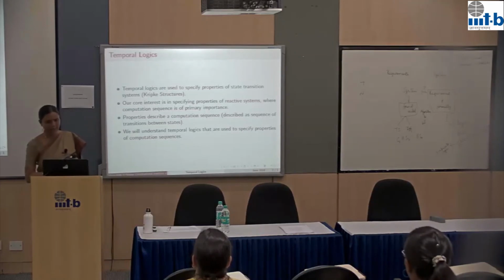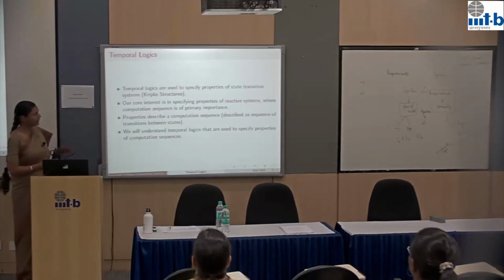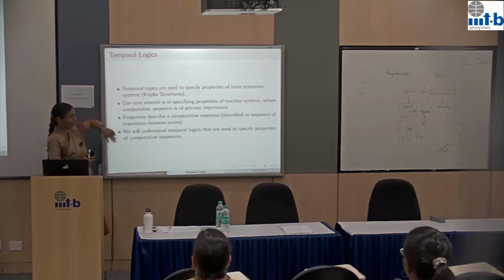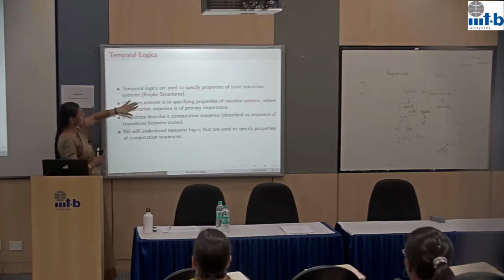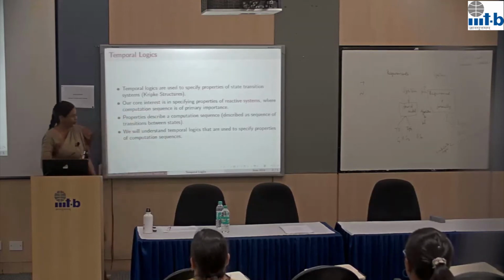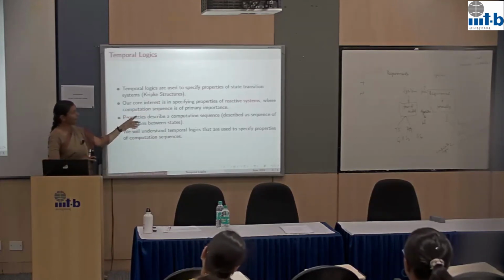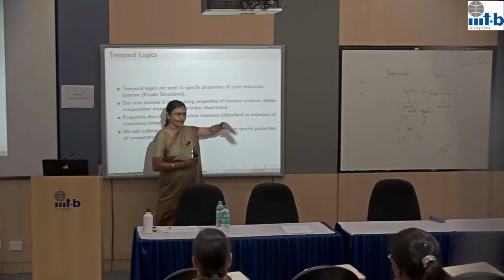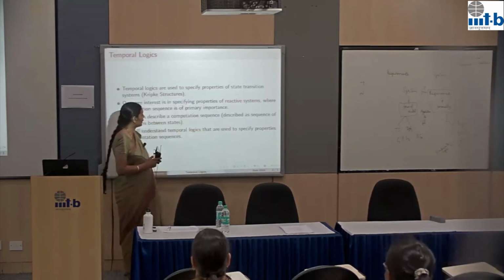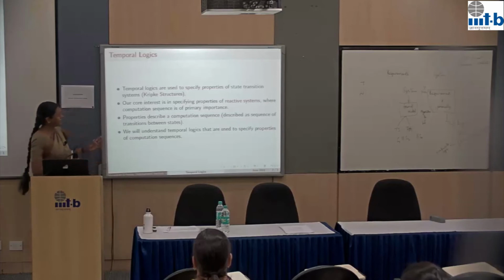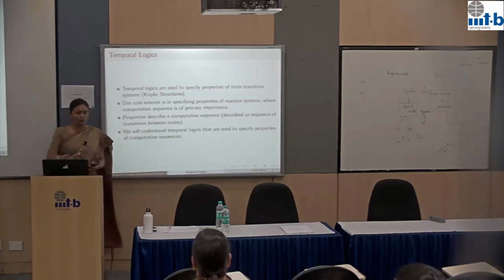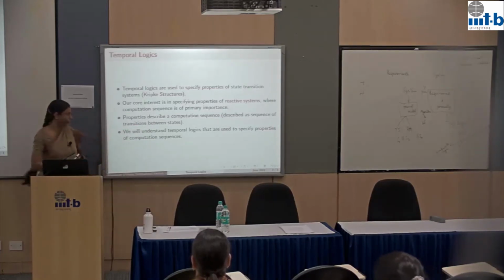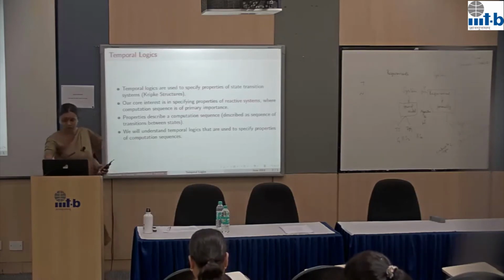Yeah, so this is what I said. This is Pignoli's observation. He said temporal logics, which were used by philosophers, can be used to specify properties of transition systems. Another name for transition system is Kripke structure. Our interest is in specifying properties of reactive systems. I told you what a reactive system is. It's meant to be up and running all the time. And the properties basically describe a computation sequence. They talk about a behavior of a reactive system. And we'll understand temporal logics for this.